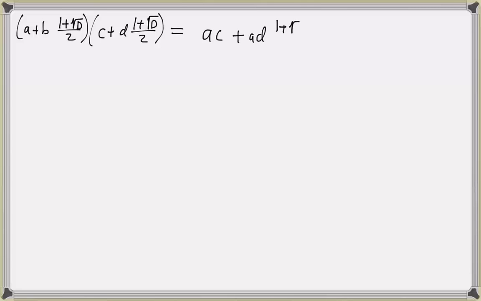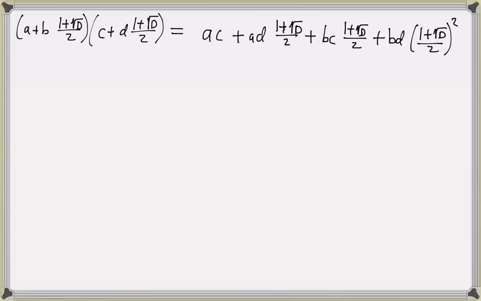A plus B times (1 plus square root of D)/2, multiplied by C plus D times (1 plus square root of D)/2. Then if I multiply this all out, I'll get AC plus AD times (1 plus square root of D)/2, plus BC times (1 plus square root of D)/2, and then plus BD times (1 plus square root of D)/2, the quantity squared.